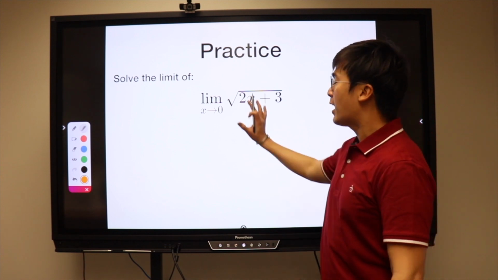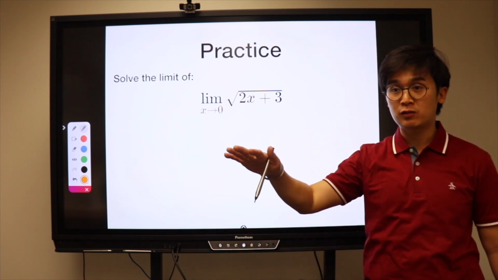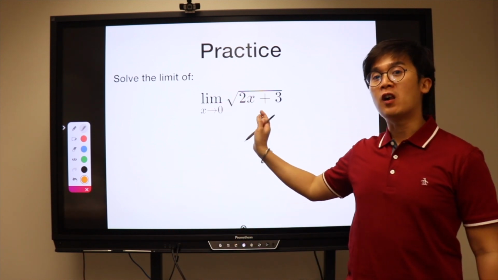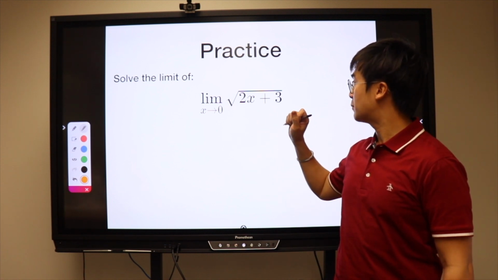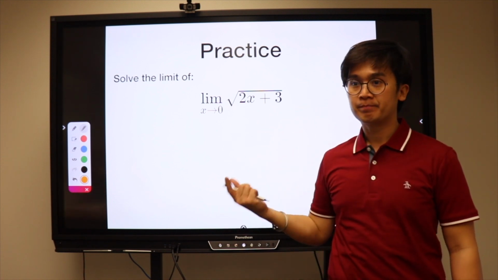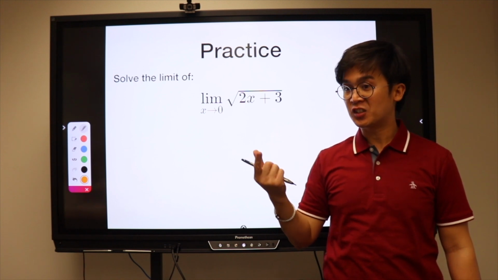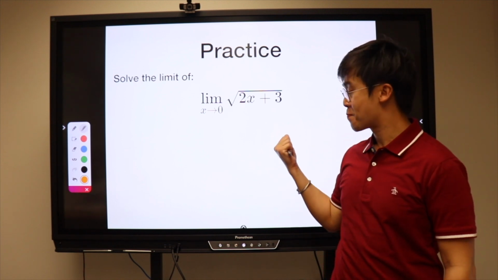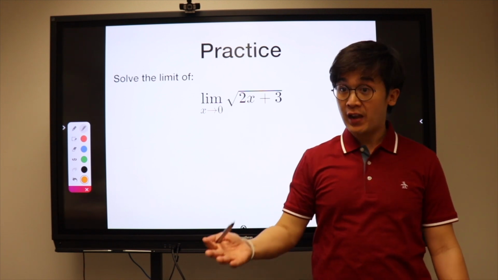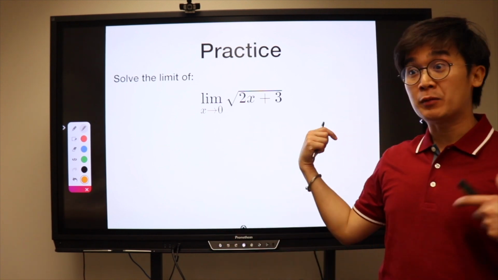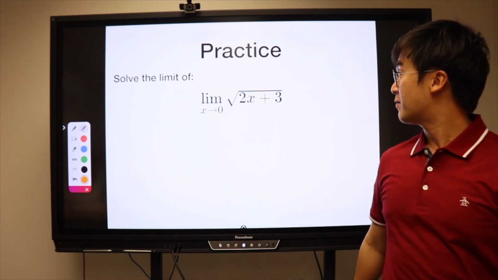Now, if we're going to be solving this particular limit, just to review, how are we going to solve for the limit of the square root of 2x plus 3 as x approaches 0? Tell me. It's just what? As simple as substituting the values of x to the function. So without even using the calculator, we can solve this, right? So what is the limit of this function?